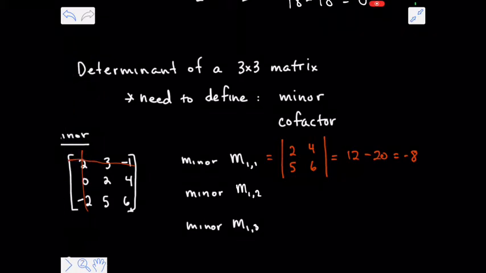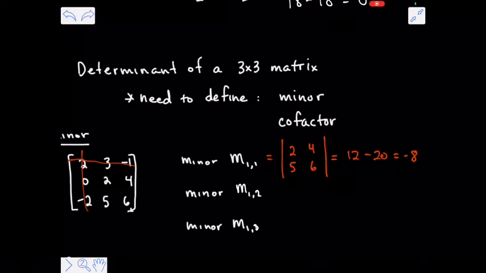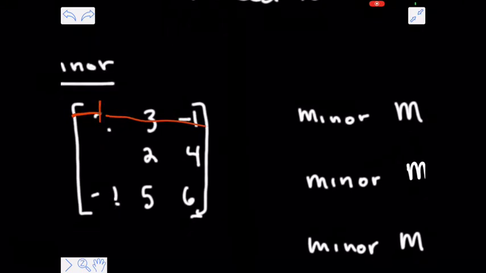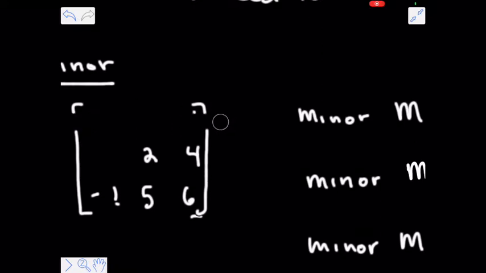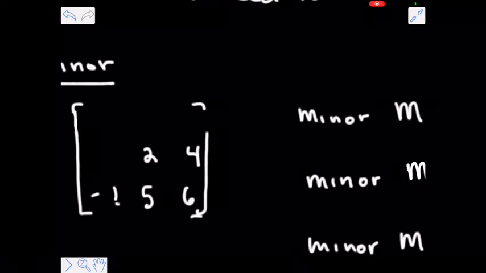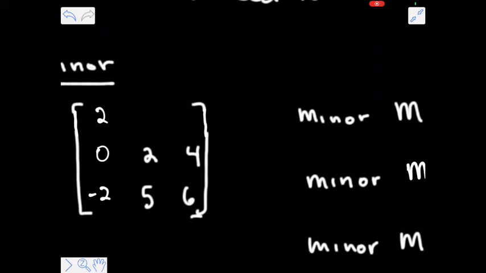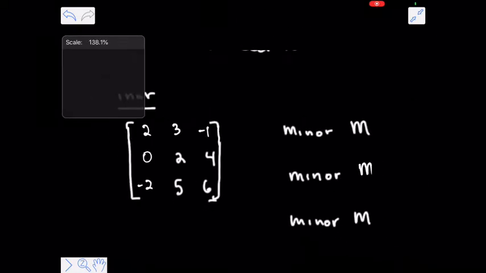So let me show you another one. If we do a minor 1, 2, what that means is row 1, column 2. So we had 2, 0, negative 2. And then 2, 3, negative 1. There we go.